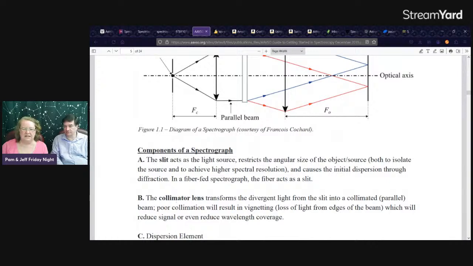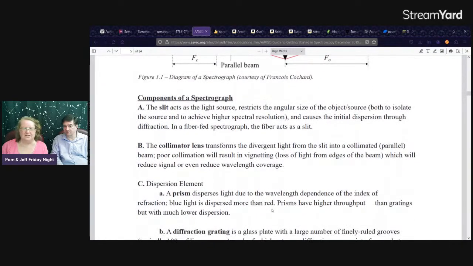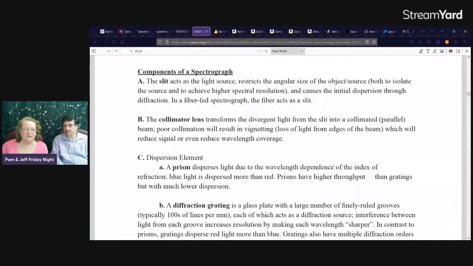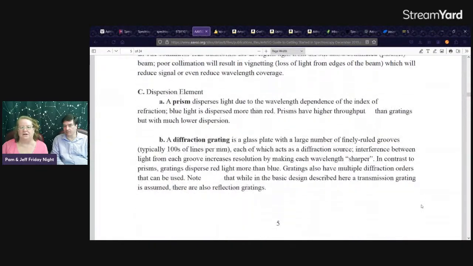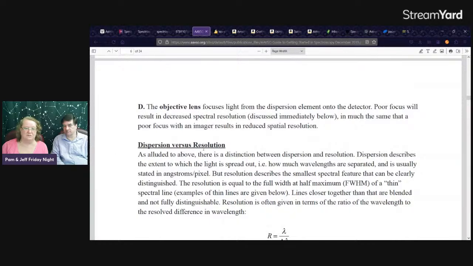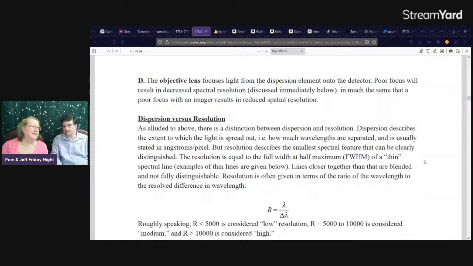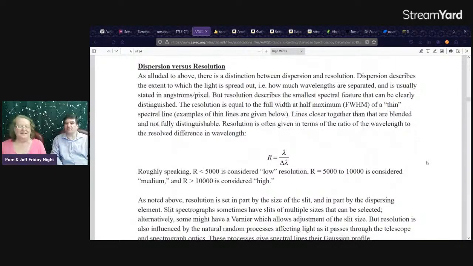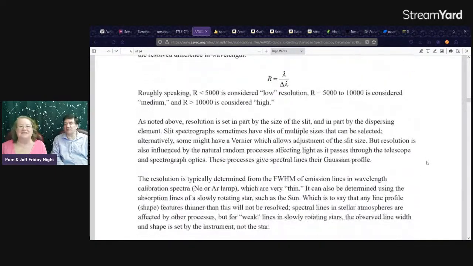I kind of understand this, but boy, I just started getting into this. I kind of understood this, but I just thought, oh my goodness, I really need the linear dispersion versus resolution. Of course, now that I've read this, I do understand it better. You need to spread it out, but then you need to bring it back down so that it's not fuzzy.